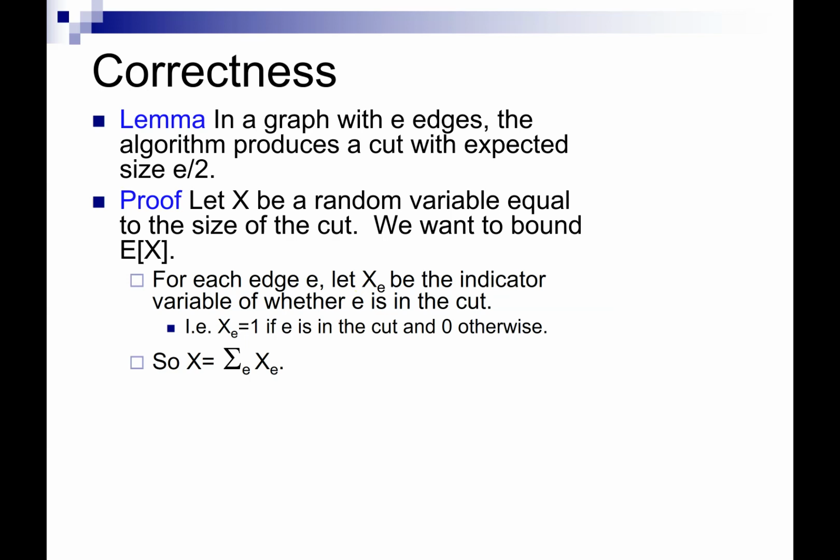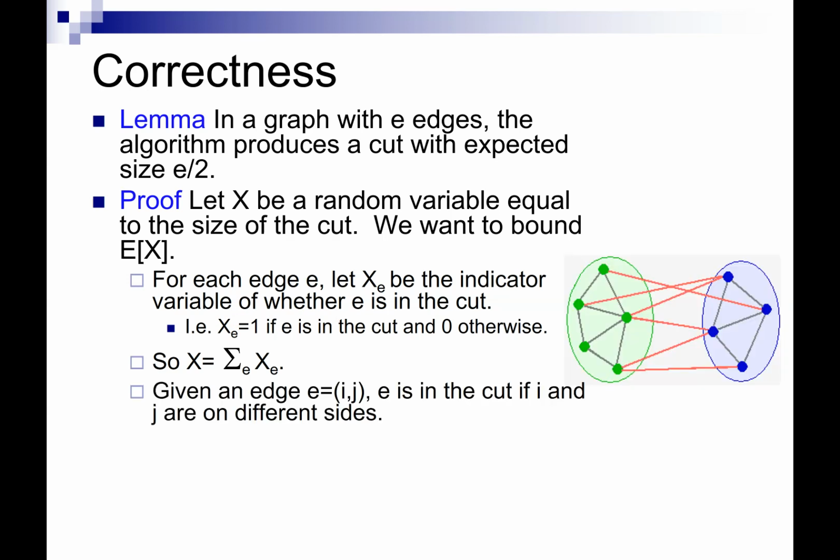So we run this algorithm, and that's going to cut some of the edges and not cut some of the other edges. For each edge, we're just going to let x of e be an indicator variable for whether or not the algorithm actually cut the edge. Then the total size of the cut is just the sum of these indicator variables, because every time you have a cut edge, you have this indicator being 1. We just want to count how many edges got cut.